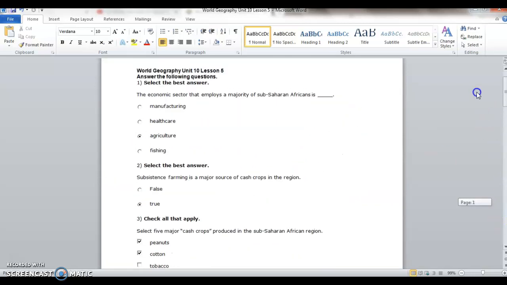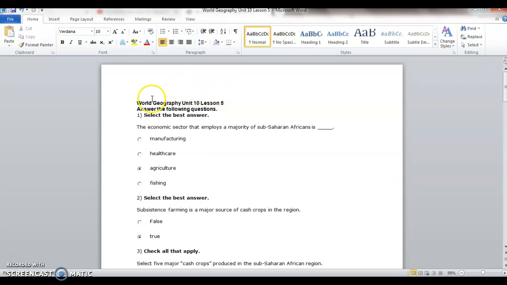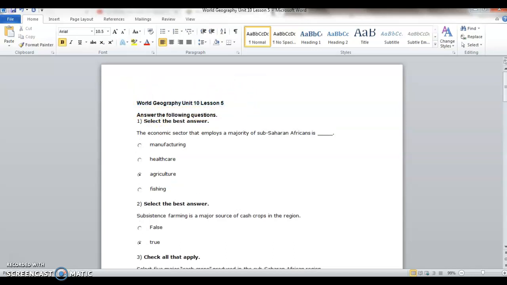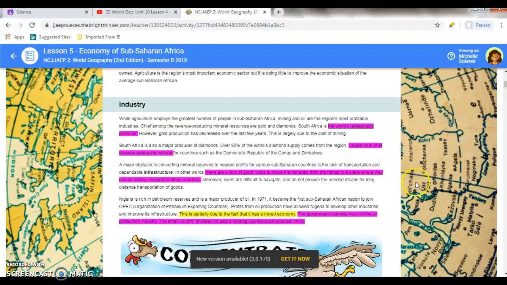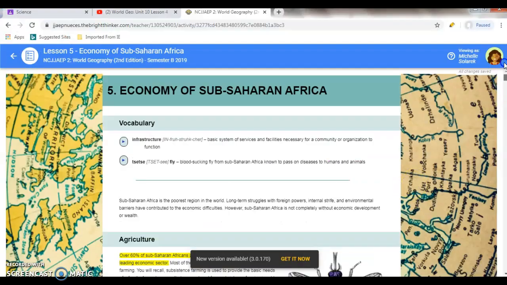And also, guys, when you do these questions, make sure to put World Geography Unit 10, Lesson 5, and make sure to put your name at the top. And that's it. This is all for Lesson 5. Let me know if you have any questions, and make sure you do the questions. Thank you.